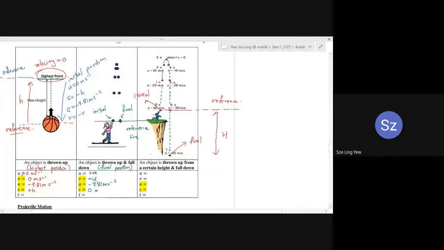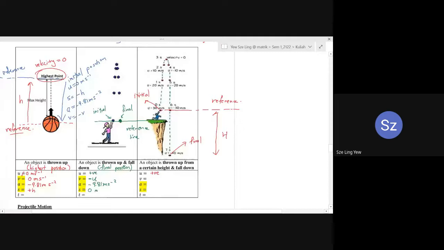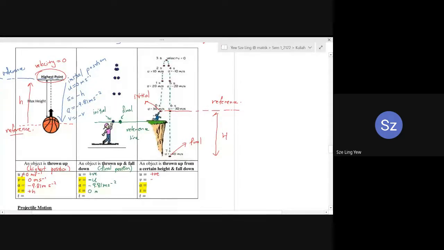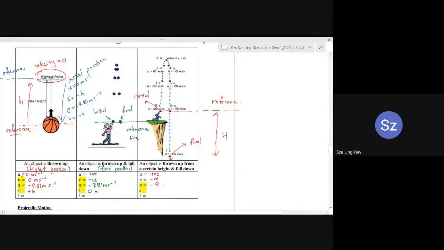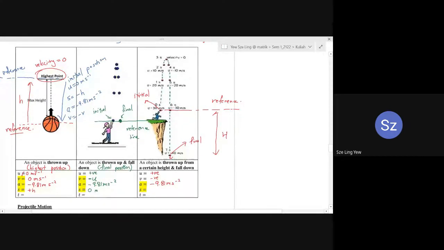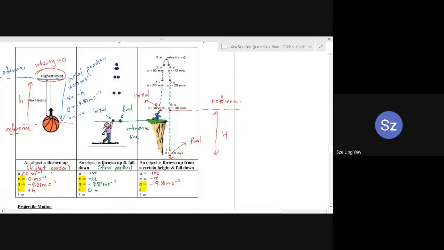Initial velocity, you throw it up, so you have a positive value. That is what we know. Final velocity, you have a negative value because it's going down. And how about a? Like I told you, when it is moving with free fall motion, it's always negative 9.81 ms^-2. And then the s. Now, if you look at the diagram, the final position is below the reference line. Even though you throw it up, now it's below the reference line, so we have negative h.